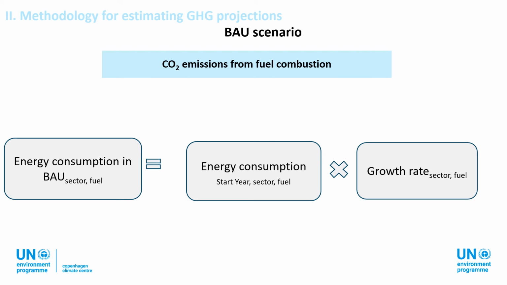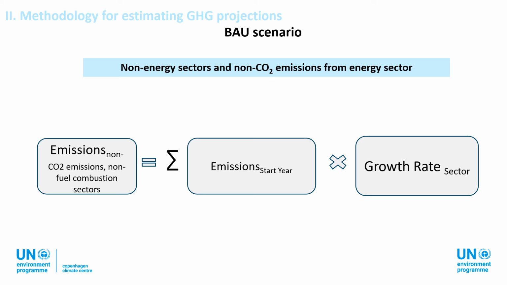Energy consumption in the business-as-usual scenario by sector and by fuel is estimated as an energy consumption in the start year by sector by fuel multiplied by corresponding growth rates by sector by fuel. For non-energy sectors and non-CO2 emissions from the energy sector, the approach is the sum of emissions for the start year multiplied by corresponding growth rates of the sector.